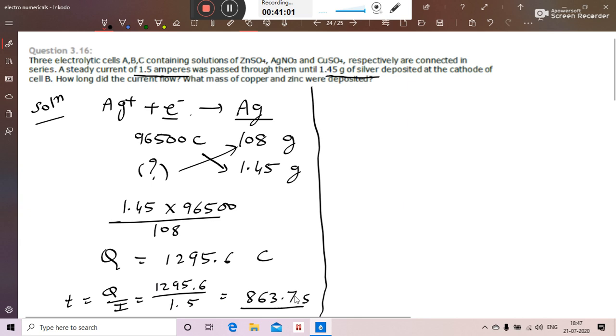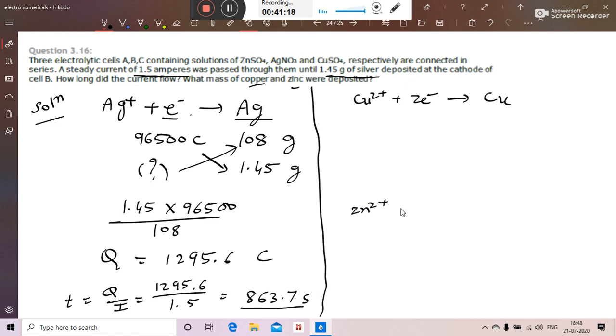Now we have to find out what mass of copper and zinc were deposited. So here we have to write the reduction reactions. So Cu2+ plus 2 electrons gives Cu, and for zinc it will be Zn2+ plus 2 electrons gives Zn. Now in order to produce 1 mole of copper, 2 moles of electron is required. So we require 2 into 96500 coulomb. Then it will produce 1 mole of copper, and atomic mass of copper is 63.5. So 63.5 gram of copper is produced.